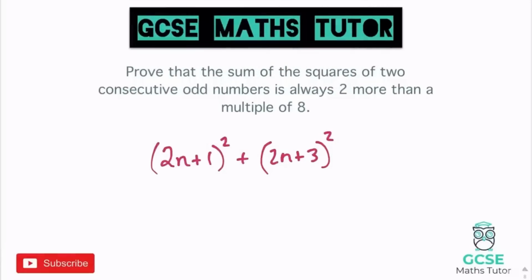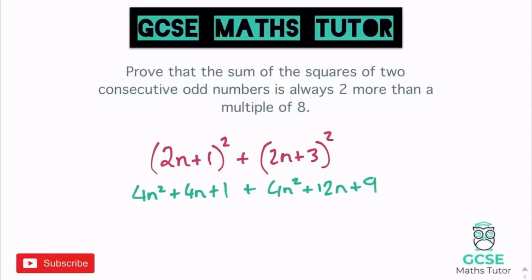We can write it as a double bracket if you like. 2n times 2n is 4n squared. We get plus 2n, which is plus 4n, and then plus 1 at the end. And we're going to be adding that to the other bracket. And if we expand that, we get 4n squared, plus 2 times 3, which is 6n, so 6n plus 6n is 12n, so plus 12n, and then 3 times 3 is 9.